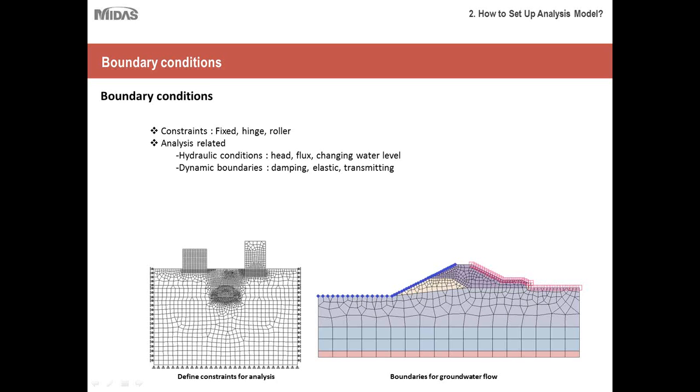Then for simulating seismic analysis, you would have to apply dynamic boundaries such as damping, elastic, or transmitting springs. Then for slope stability analysis, you have to apply boundary as failure surfaces, which could be circular or polygonal. And boundary conditions can also be applied as structural components like plate or beam and releases, depending upon the behavior of your structural component.